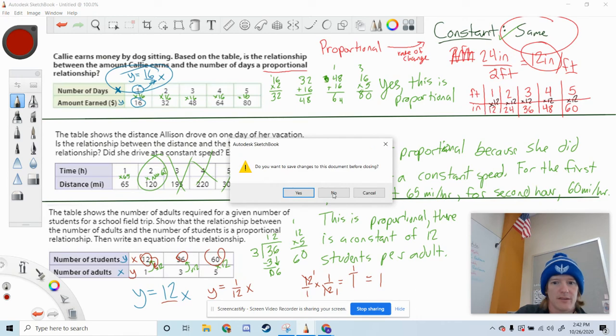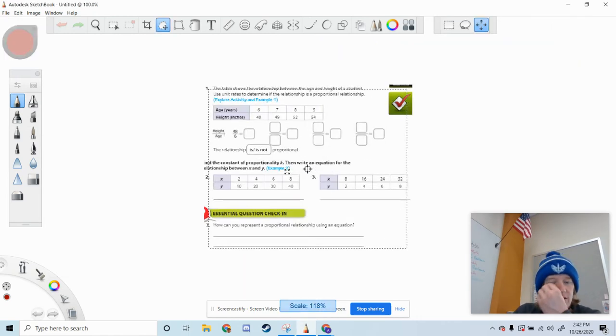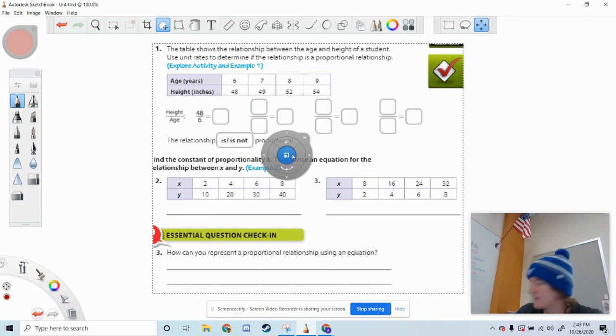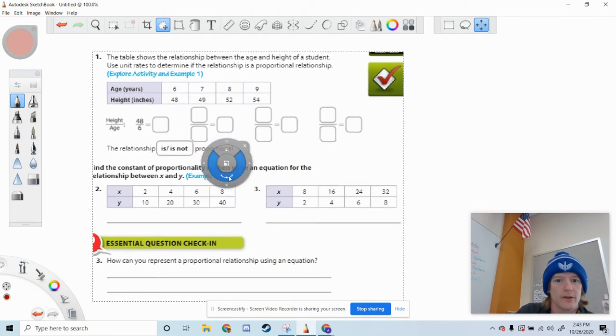So I'm going to open up a new page. I'm going to paste this in. We only have 4 problems on this, so it shouldn't go too long.